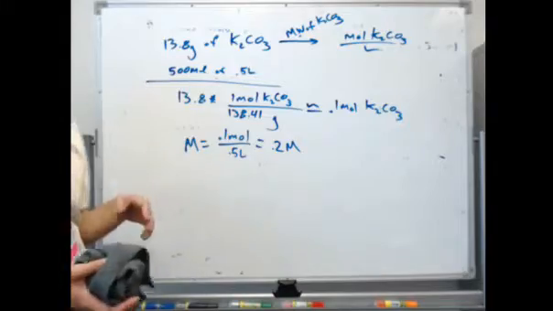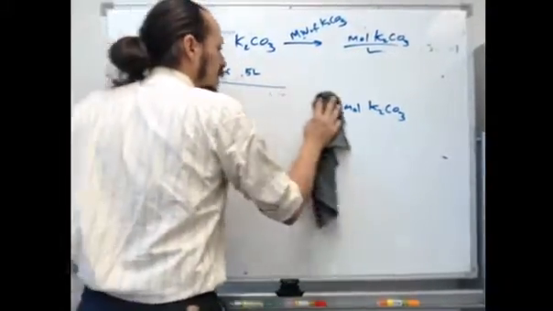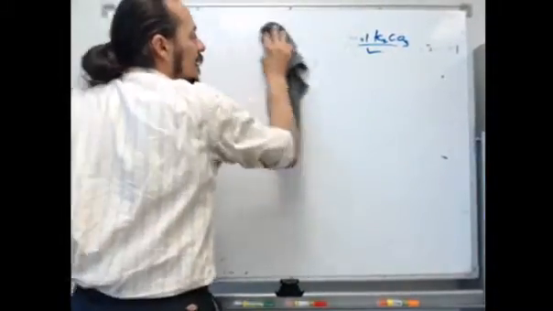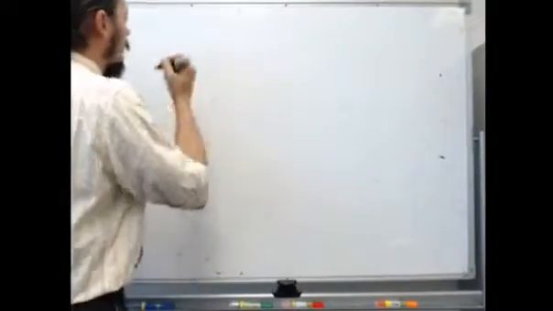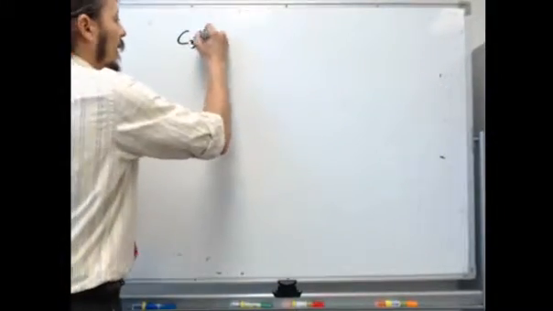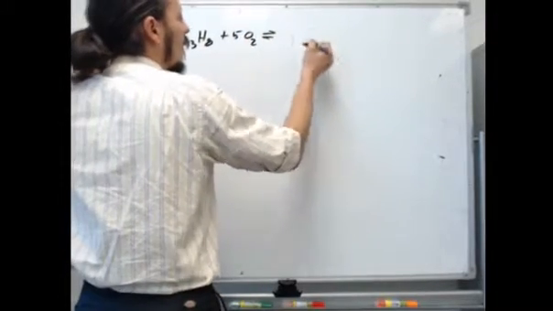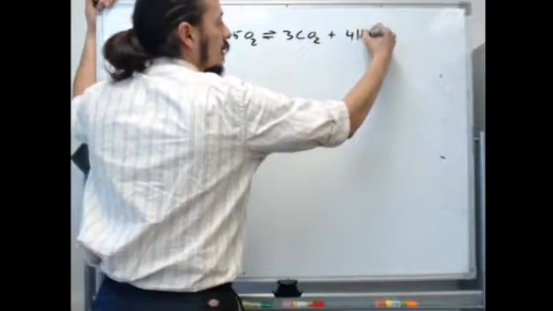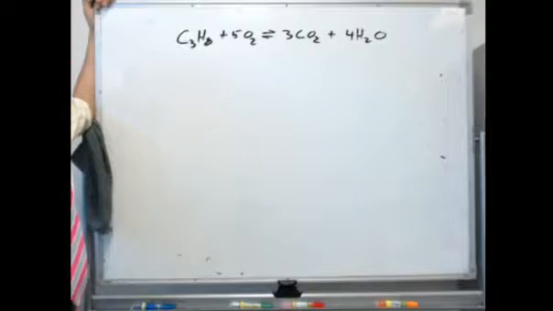And then number 5, I had a question on. It's the combustion of propane, C3H8, and O2. So I just wrote C3H8 gas plus 5 O2 yields 3 carbon dioxide plus 4 H2O. Okay. And then is that considered a redox reaction? How can we tell it's a redox reaction?